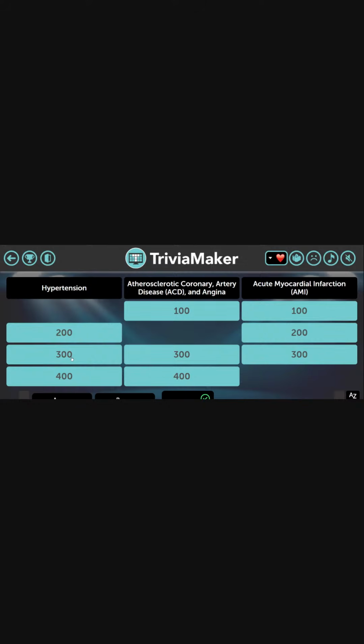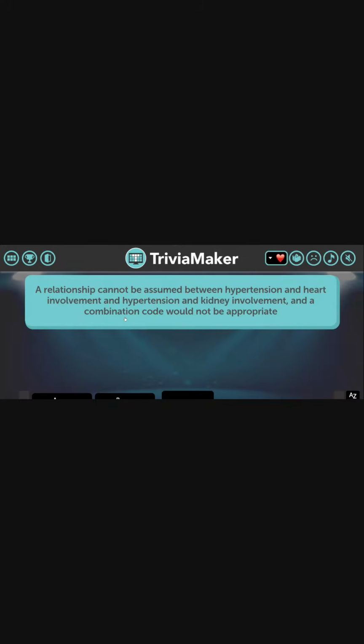All right, let's move back to hypertension. Let's do a 300 this time. All right. A relationship cannot be assumed between hypertension and heart involvement and hypertension and kidney involvement, and a combination code would not be appropriate. I know last time we did a relationship one. This is another one. What do we think? True or false? Let me know in the chat.